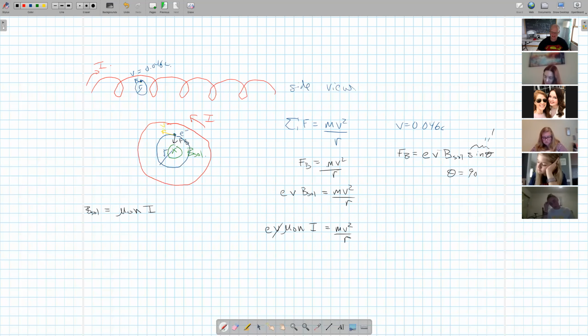Now this v is the same as this v, so we can go ahead and cancel this, and now we can use this to solve for the current. So this says the current of the solenoid is going to be equal to the mass times the velocity divided by the charge times mu naught times n times the radius of our circle.